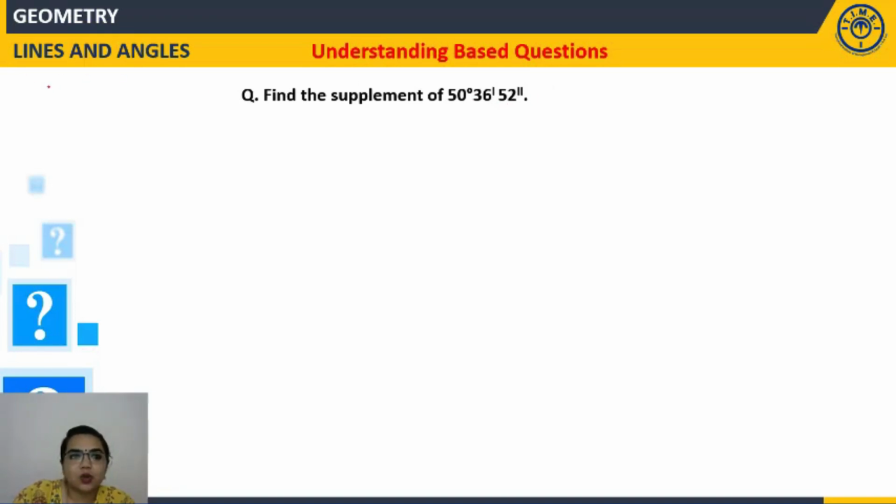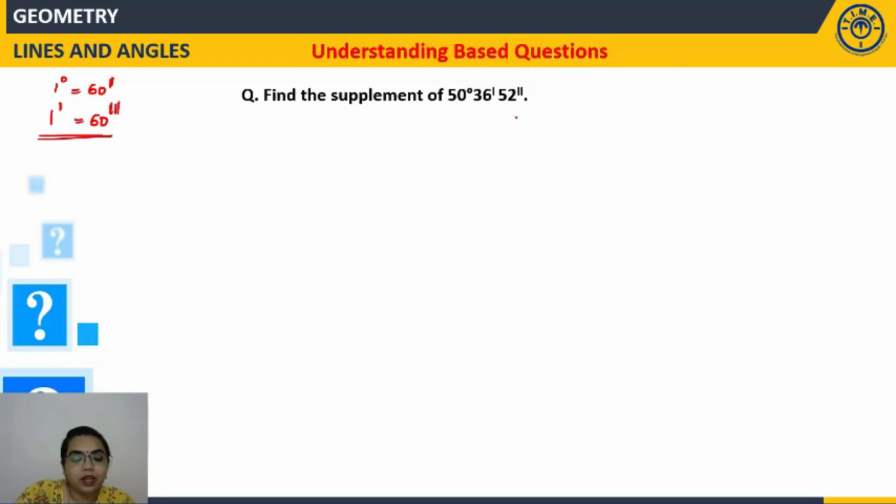What we need to understand here is 1 degree is equal to 60 minutes, and 1 minute is equal to 60 seconds. Please understand this. A minute is represented using only 1 bar and seconds are represented using 2 bars. So 1 degree is 60 minutes, 1 minute is 60 seconds. Now we need to find the supplement of this angle, 50 degrees, 36 minutes and 52 seconds.